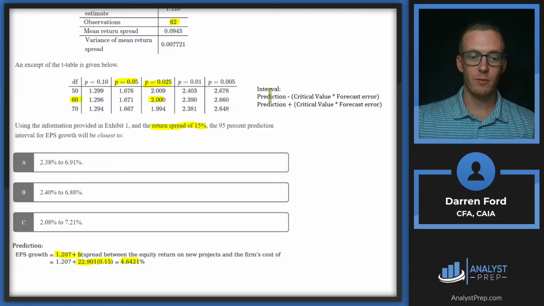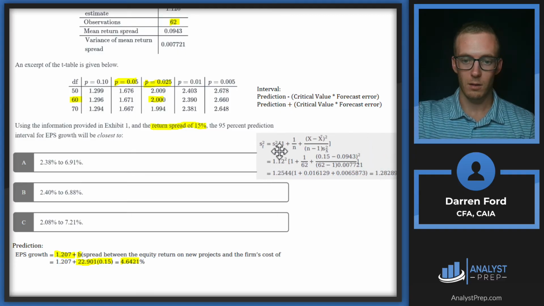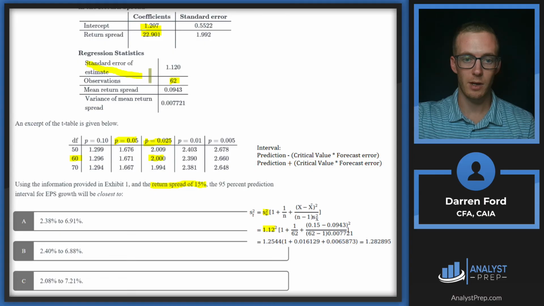So now we've got our prediction, 4.6421. We've got our critical value of 2. Last thing we need is this forecast error. And this is going to be derived from plugging in a bunch of numbers from up here into a formula. So let's pull that formula in. So we've got our forecast error squared is going to equal the standard error of the estimate squared. So that's going to be the 1.12 coming from right up here. Standard error of the estimate, 1.12.